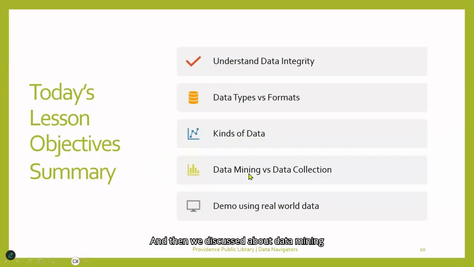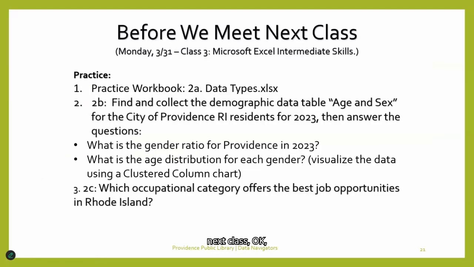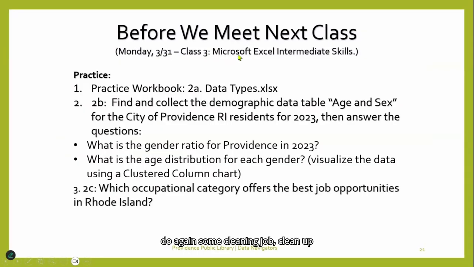All right. And then we discussed data mining and data collection, and how data scientists use various techniques in data mining, for example classification, categorization, anomaly detection, and then data collection is what we are working on right now. We completed 2 use cases, one with census data and another one with DLT. Before we meet next class, Monday, class number 3, we will do some cleanup work and learn using intermediate Excel skills. I will have some Excel file and we'll work on that. So that class will be pretty easy.